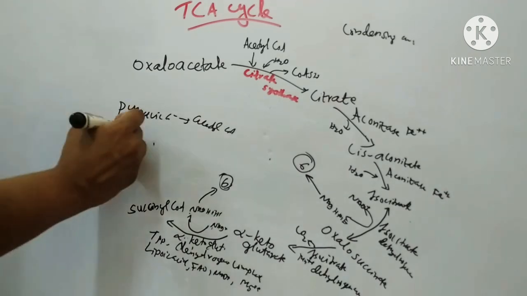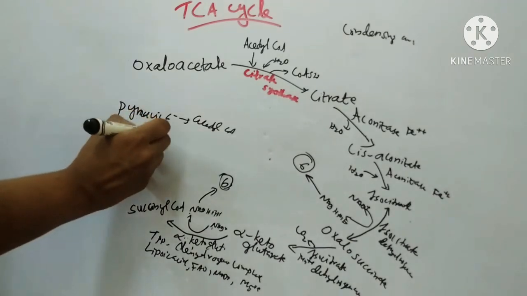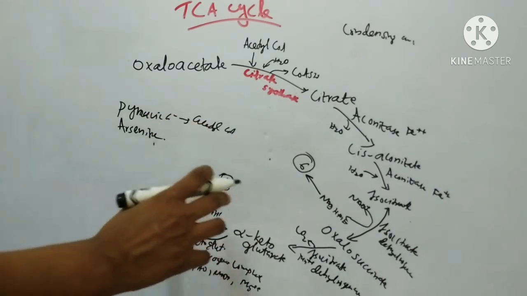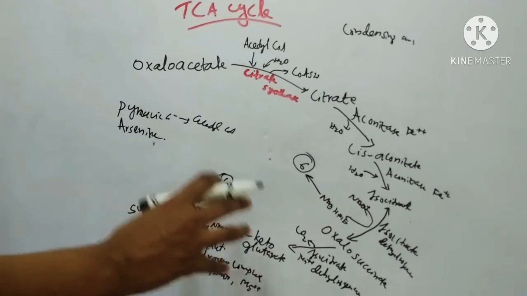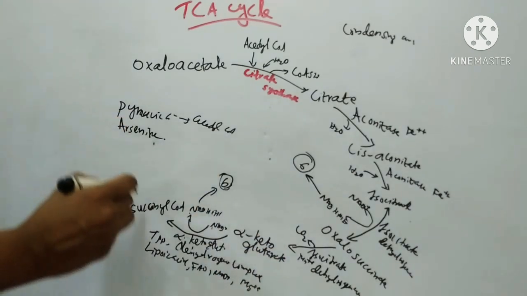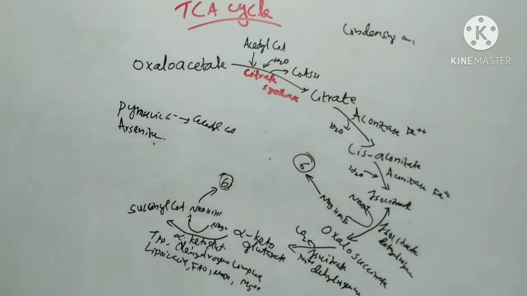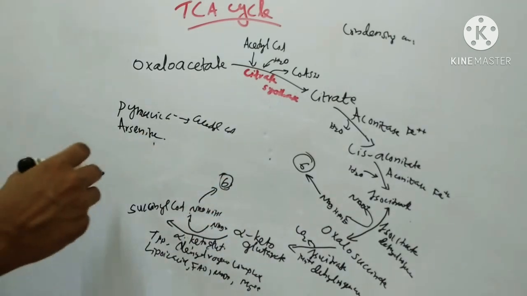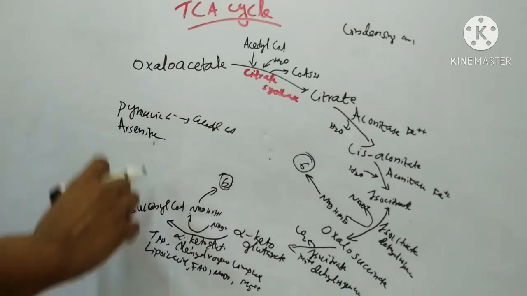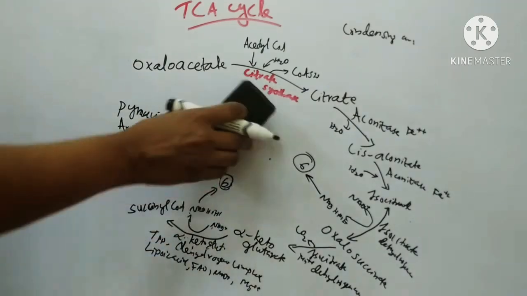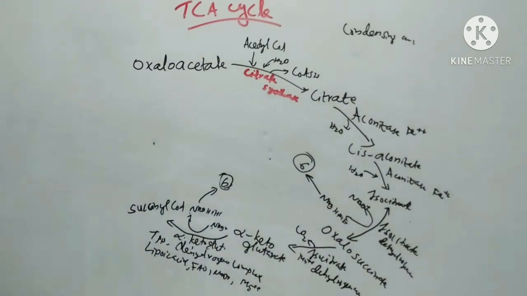Arsenite inhibits the reaction and it causes the substrate alpha ketoglutarate to accumulate. Here the NADH produced is oxidized in the respiratory chain and it yields ATP. From 2 NADH it gives 6 ATP molecules. That is stage 2.